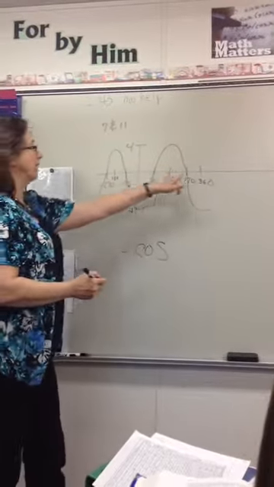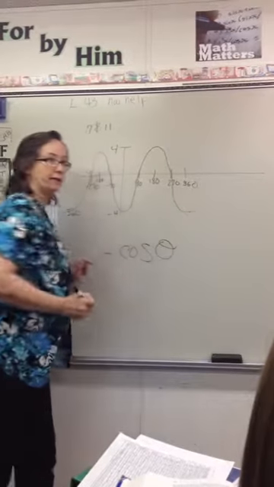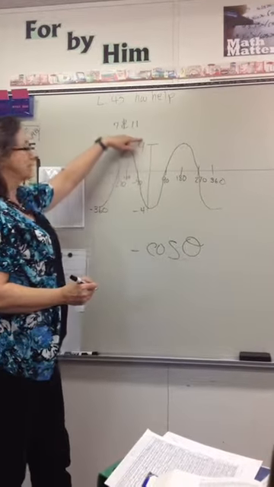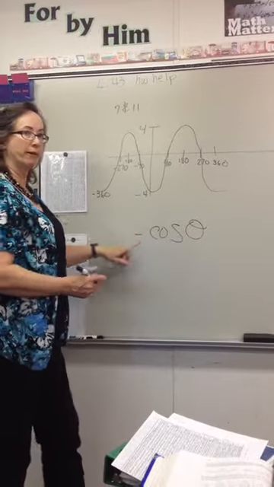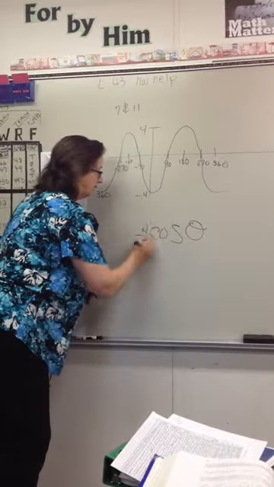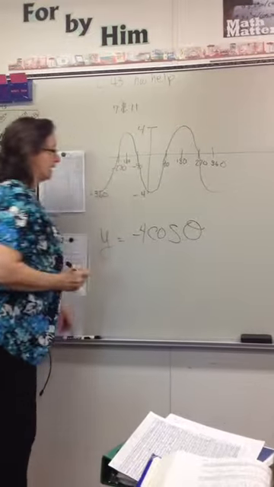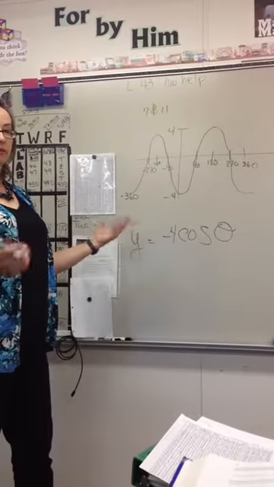Since this is in degrees, we're going to have a theta out here, right? And since it's going up to 4 and down to negative 4, we're going to have a what there? A negative 4. So y is negative 4 cosine theta. That's all there is to it.